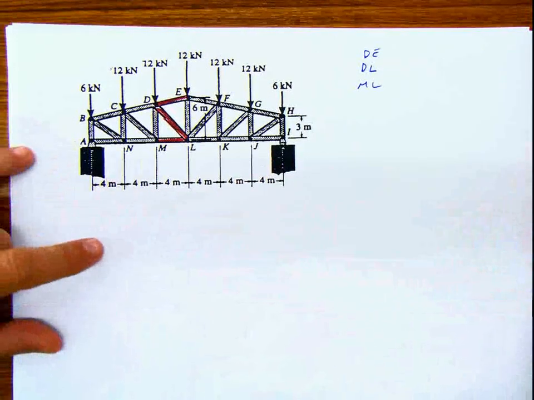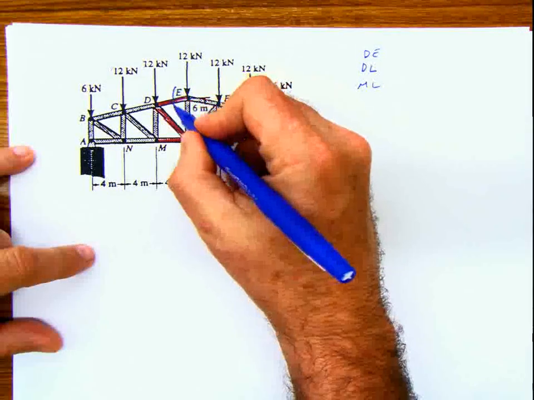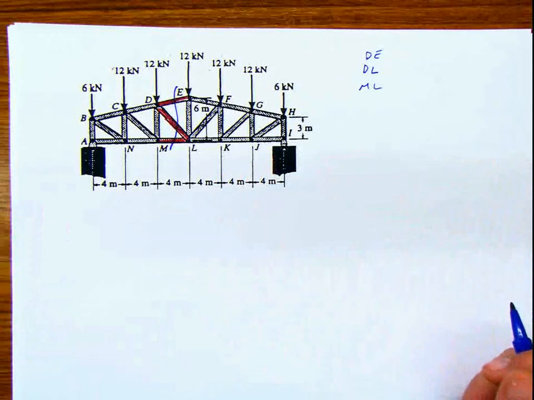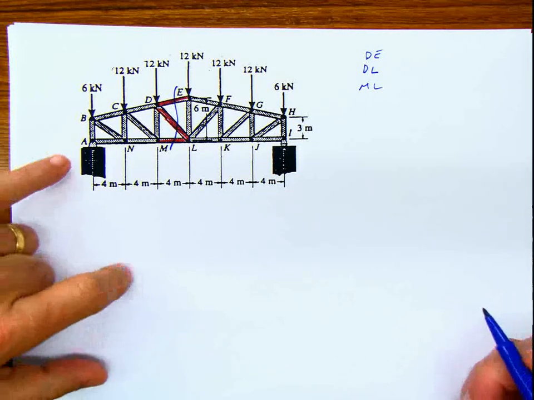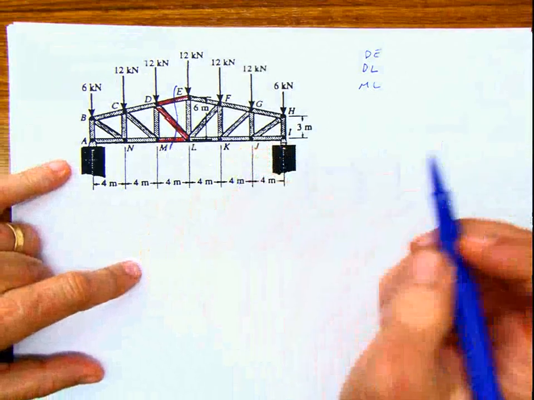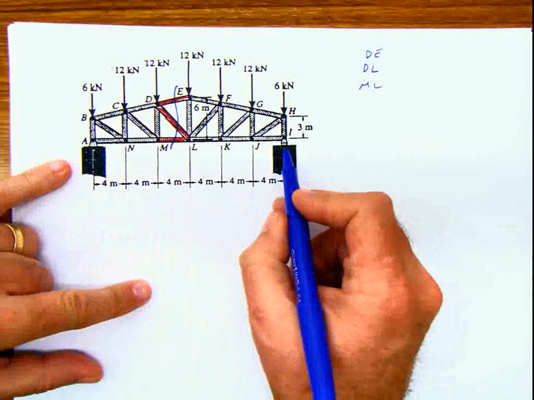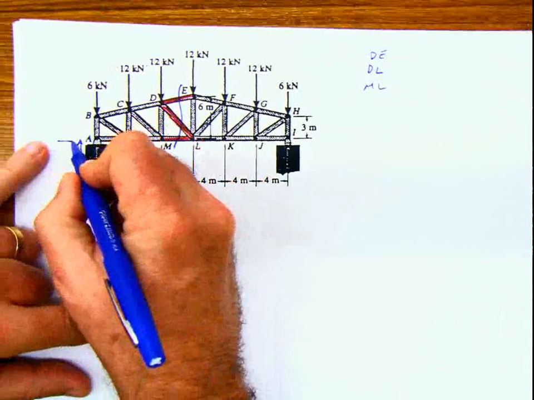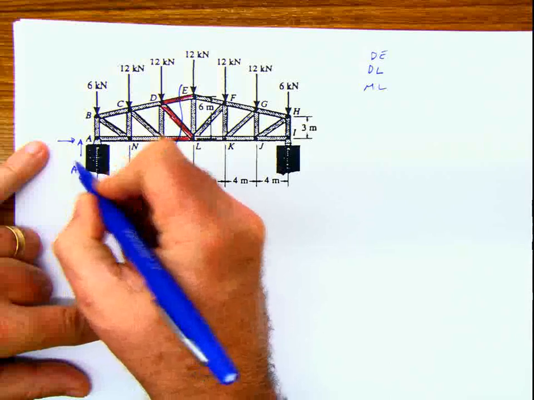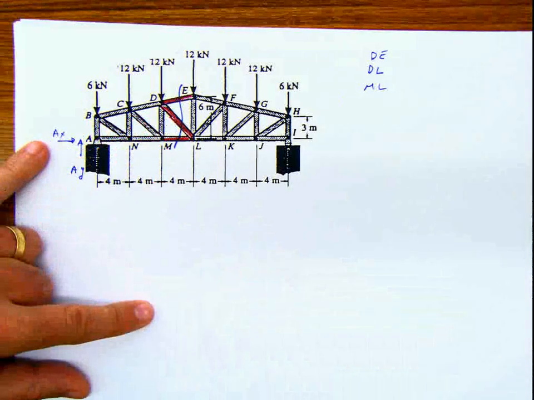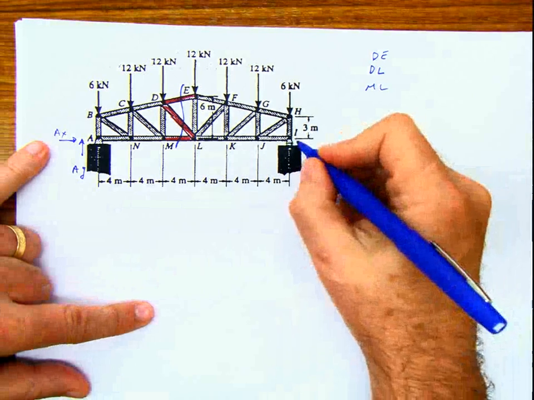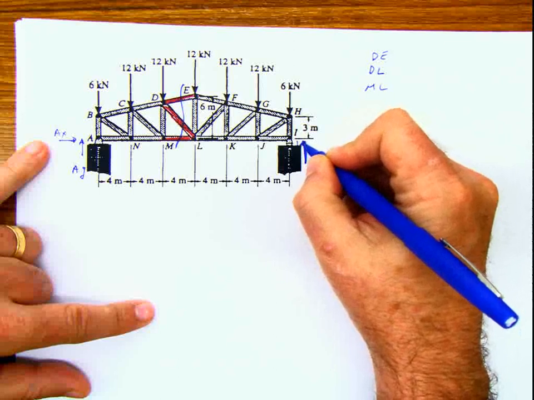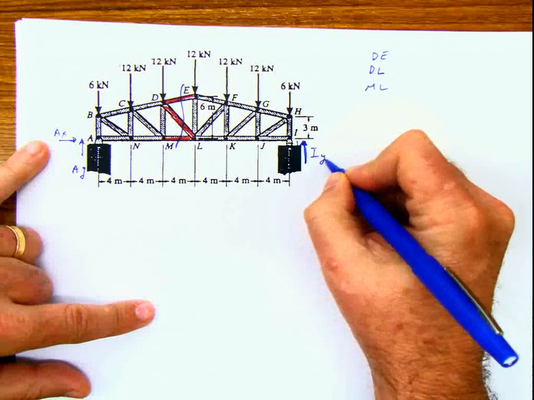I'm going to make a section here, and I'm going to separate this in 2 parts. Now, if I do that, this is a pin, this is a roller. I'm going to have 2 reactions here at the pin. I'm going to call this AY and this AX. And at the roller here, I'm going to have 1 reaction. I'm going to put it here, but you know it's acting at I at this point. This is IY.